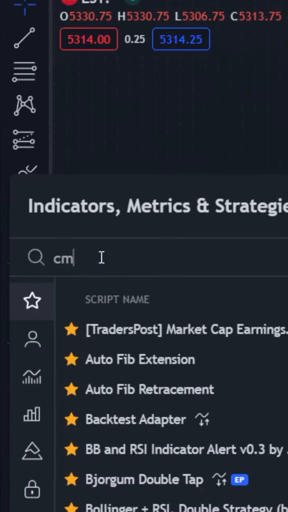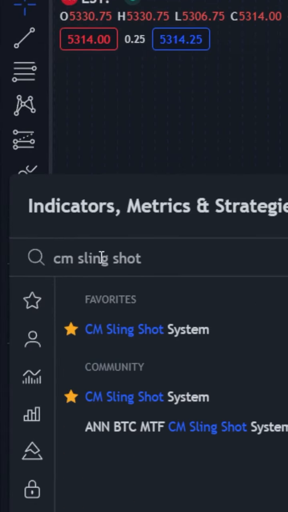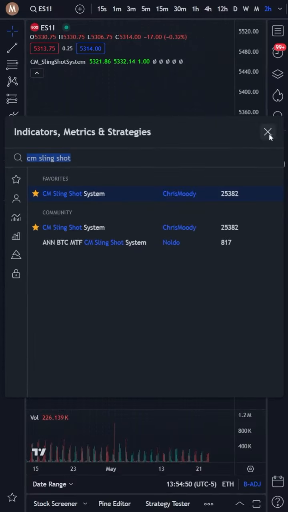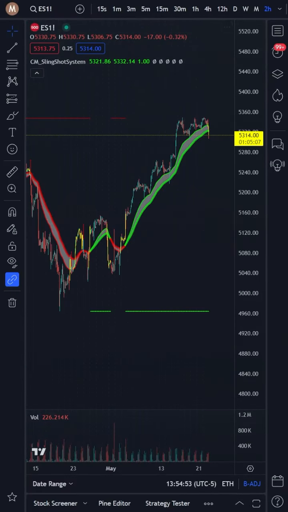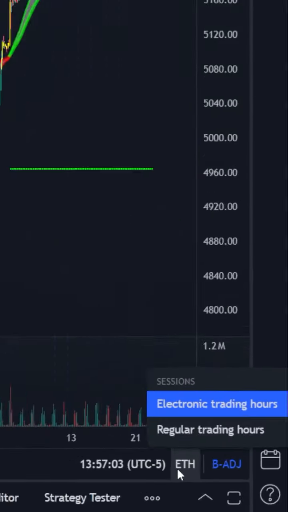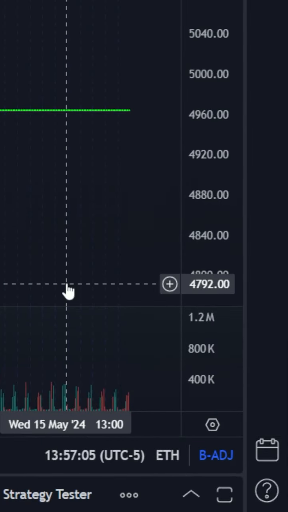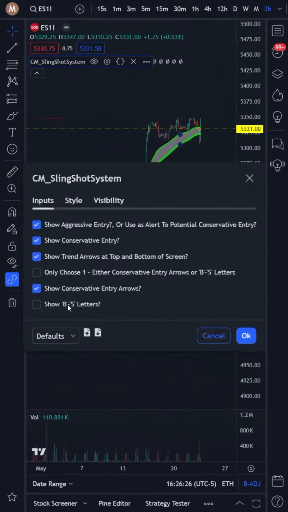Let's automate the CM Sling Shot system by Chris Moody on TradingView. This one is a fast and slow EMA trend following indicator that we're going to turn into a long only automated strategy on ES futures during the electronic hours so that it can trade 23 hours a day even while I'm sleeping. In the default settings, there are aggressive and conservative entry settings.